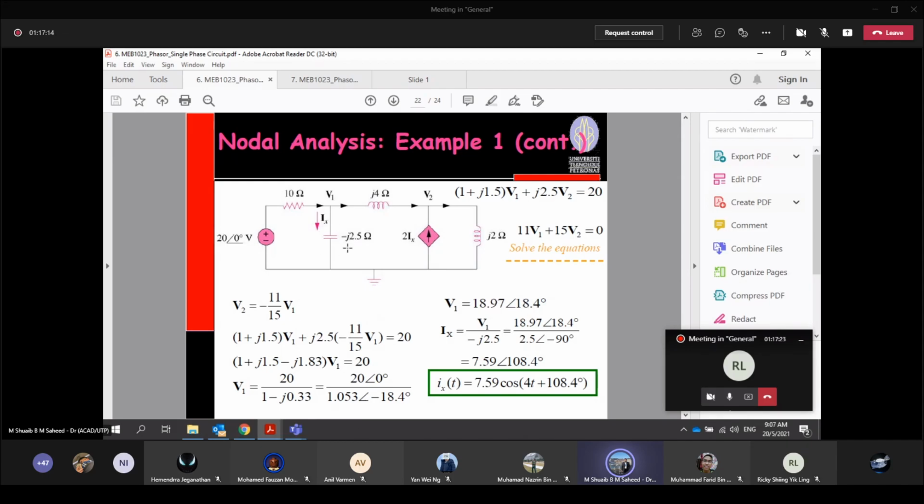For the individual capacitor or inductor, the power loss is always 0 because the phase angle will always be 90 degree. So it's either positive 90 or negative 90. The cos 90 will always give you a value of 0. So the P is 0 watts. The only power loss will be at the resistors. You understand? Yes, sir.